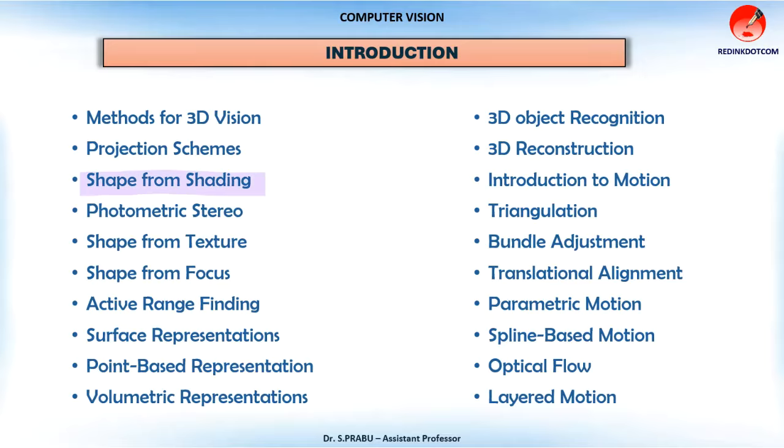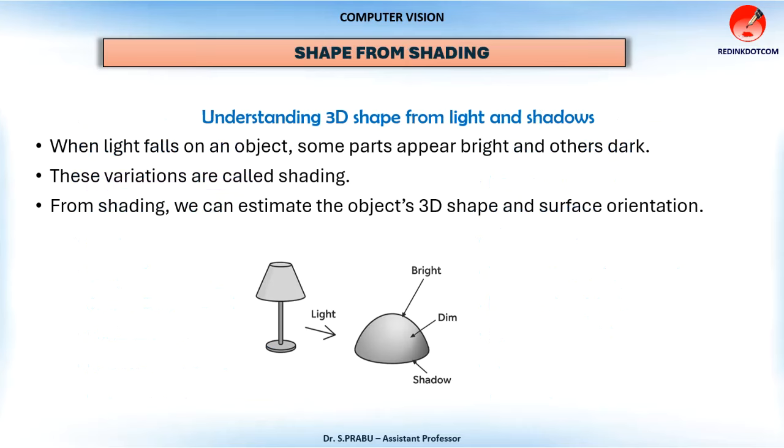The next topic is shape from shading. When we look at a photo, some parts appear bright and some dark.